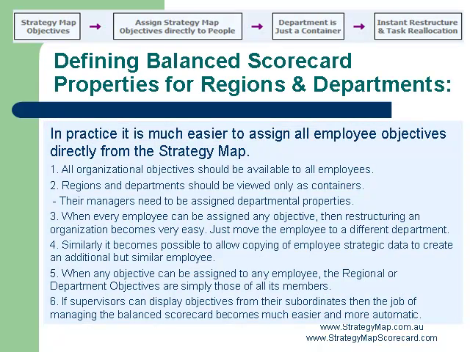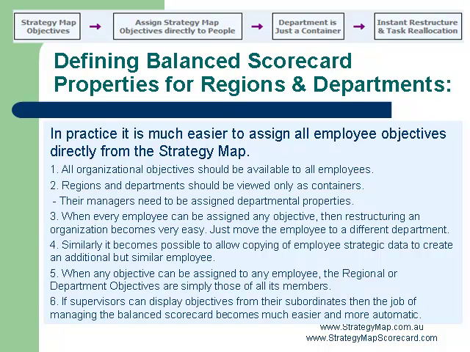Defining Balanced Scorecard properties for regions and departments. The academic view of the Balanced Scorecard is that strategy map objectives are assigned to regions. The regional objectives are then assigned to departments, and finally departmental objectives are assigned to employees. This is an excellent structure, but in practice it is much easier to assign the employee objectives directly from the strategy map. Also, the academic view makes it impossible to easily restructure an organisation.